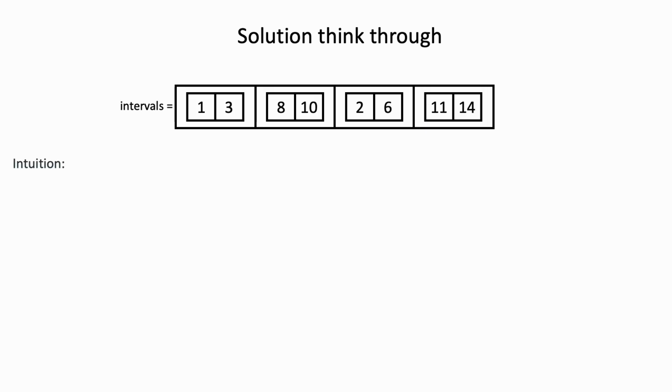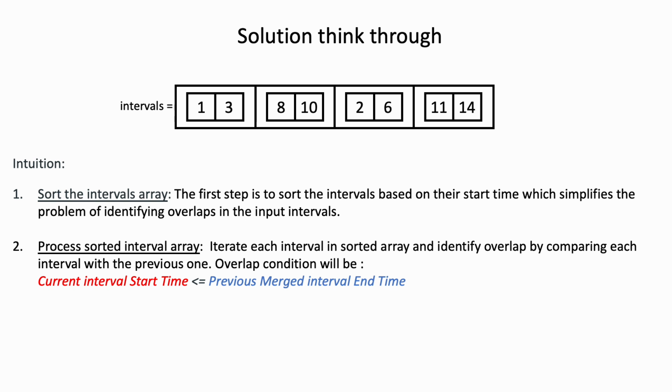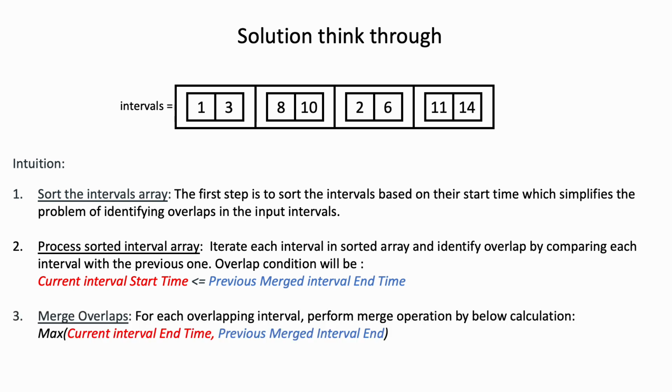From the observation we can come up with this intuition. The first step would be to sort the input array. The next step would be to iterate the intervals in the sorted array and identify overlap by comparing the current interval with the previous interval. The next step would be, once we have found the overlap, we merge the two intervals into one by using this merge operation. So let's start the solution visualization.